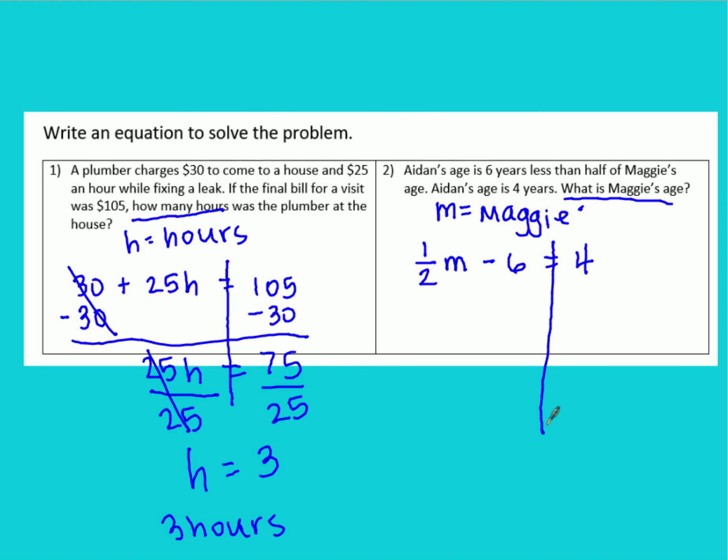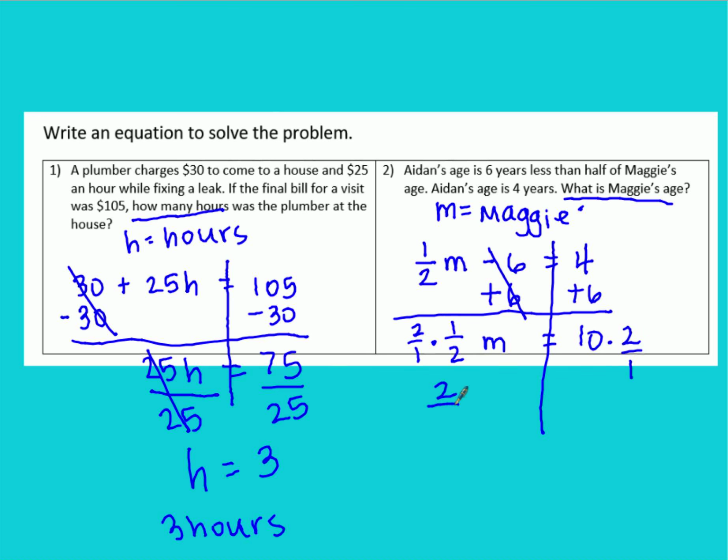Now in order to solve this equation, we have to look on the side with our variable and get rid of our constant. So in this case, our constant is negative 6. The opposite of that is positive 6, so I add 6 to both sides. 1/2 m comes down, and I have negative 6, positive 6. Those become 0, so they're gone. Equals 4 plus 6 is 10. Now right now I'm multiplying by 1/2, so I have a fraction as a coefficient, so I need to multiply by its reciprocal. So I multiply by 2 over 1 on both sides.